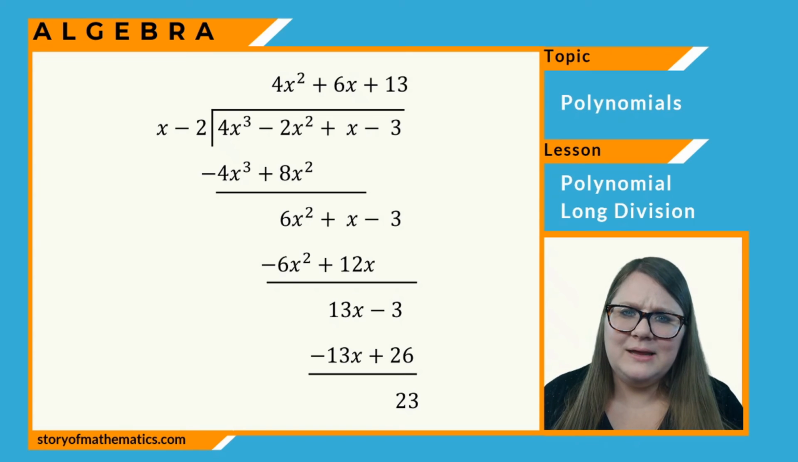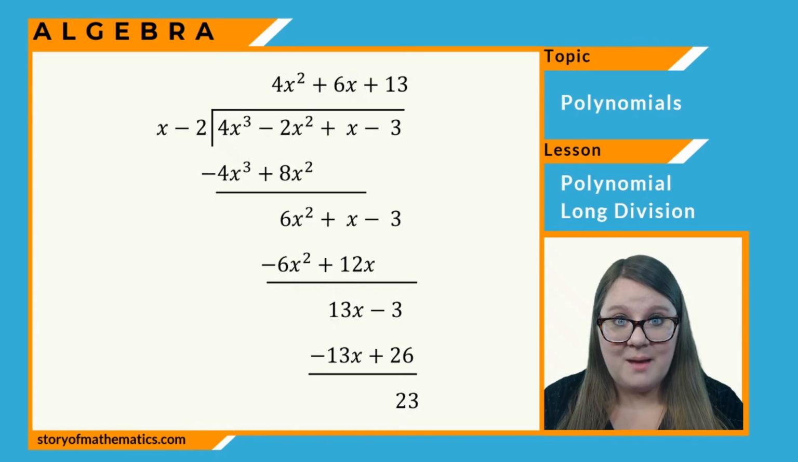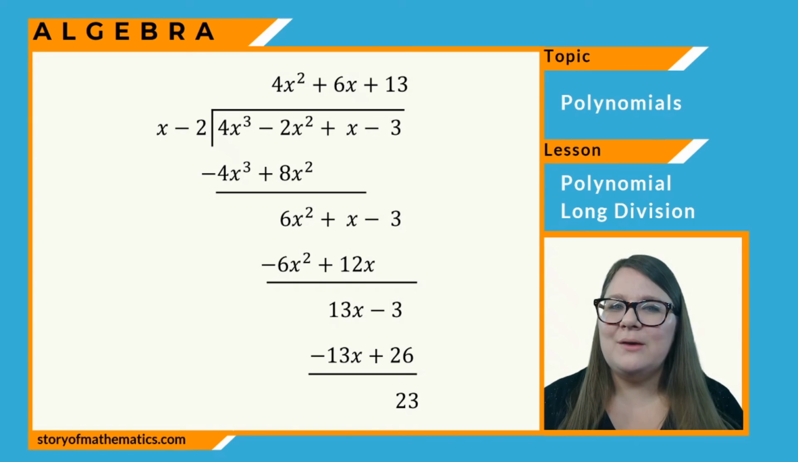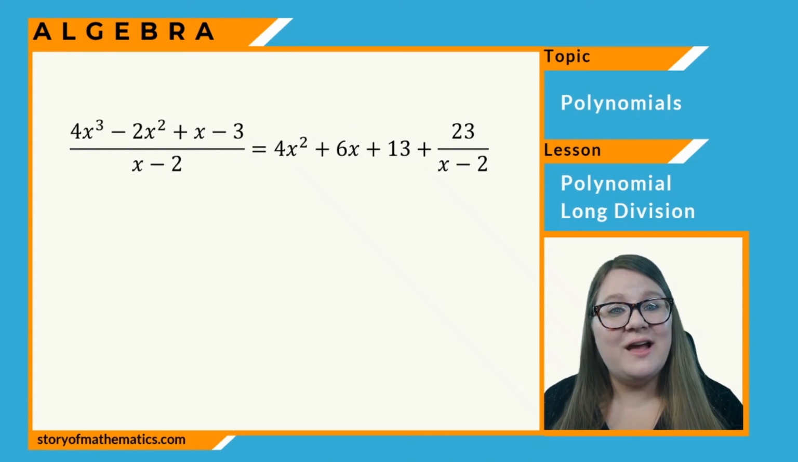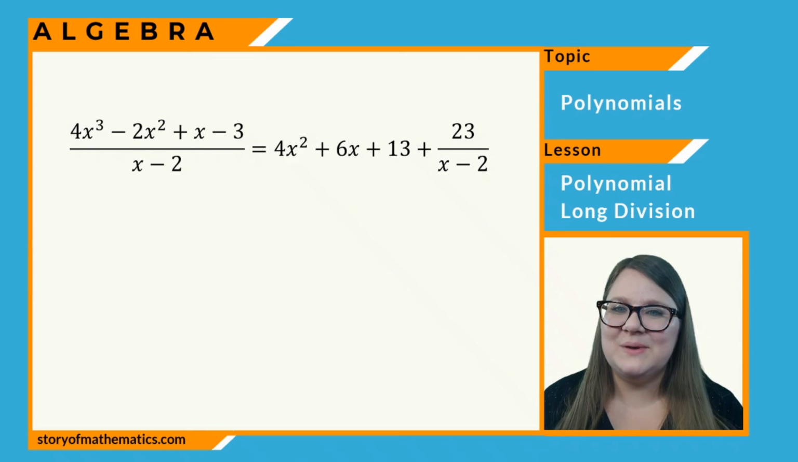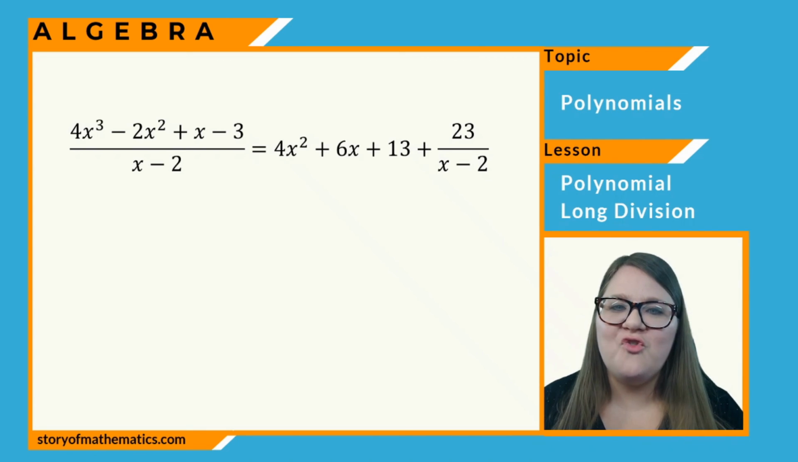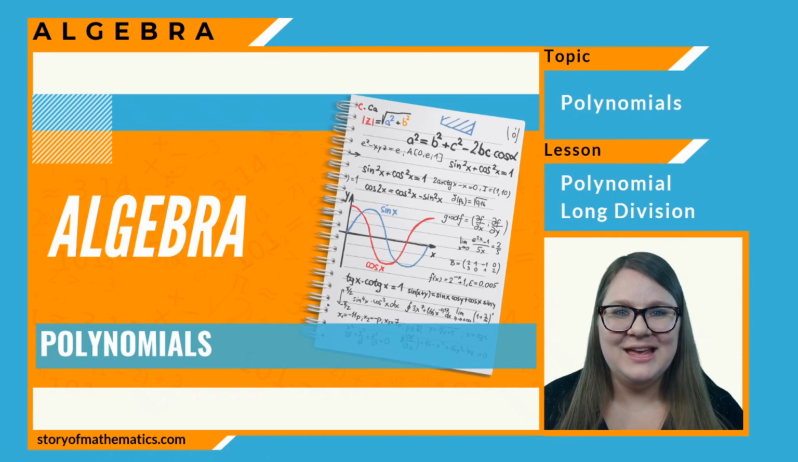So how do I write my final answer? Well, I'm going to take what's on top of the house, and then I'm going to take that remainder and put it over what I was originally dividing by. So in this case, I'm going to have 4x squared plus 6x plus 13 plus, and then my remainder was 23 over x minus 2. And that's how you do polynomial long division.